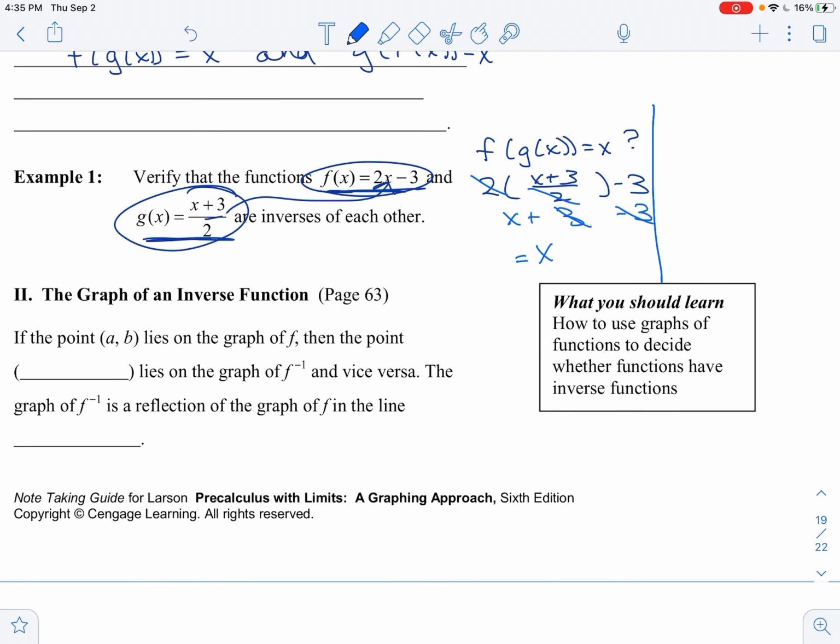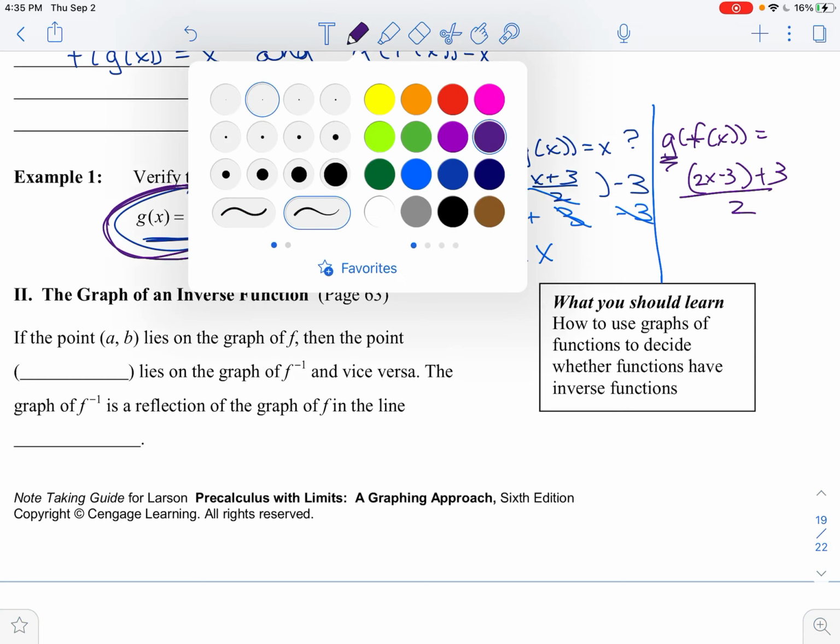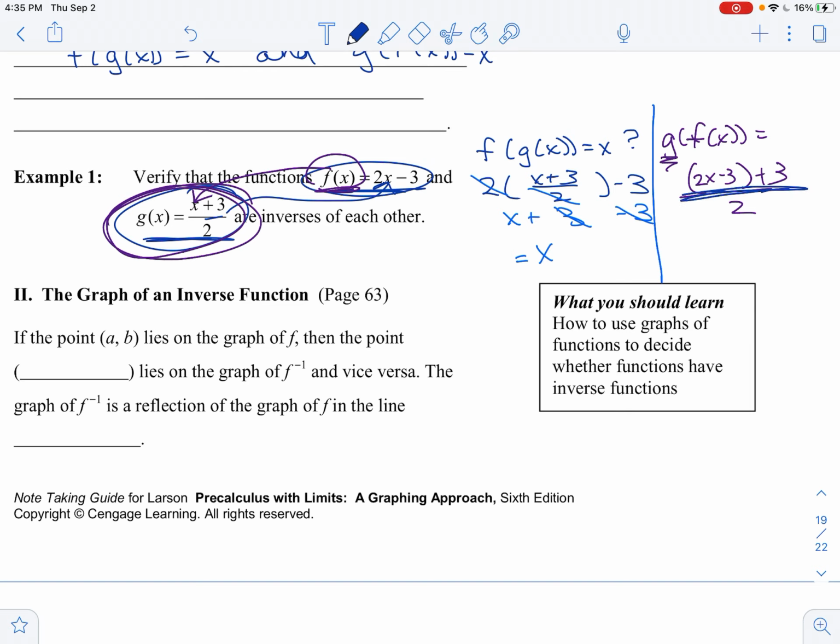That's good. So let's look at g of f of x. So we write the outside function first. The outside function is (x plus 3) over 2. And what we put in for x is f of x, so we're going to stick that in right here. So f of x is really 2x minus 3. Let's simplify. Here I know 2x minus 3 plus 3, these cancel. We're left with 2x over 2, and that just equals x. So both of these equal x. So we say yes, f and g are inverses of each other.